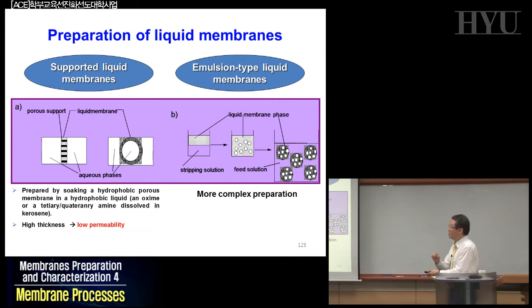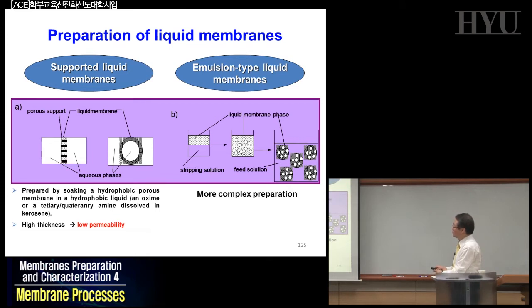The chemical stability of this membrane is very important. The typical hydrophobic membrane will be PTFE, polytetrafluoroethylene, or polyethylene, and you can make a porous membrane by stretching and sintering. Through those pores, liquid active ingredients are filled, so that those carriers will act as separating layers.